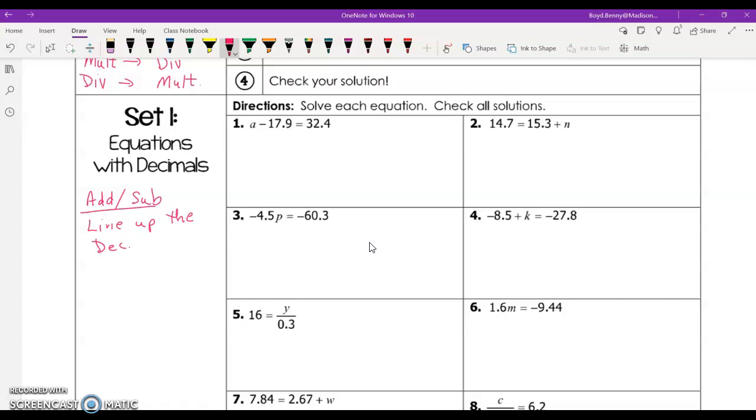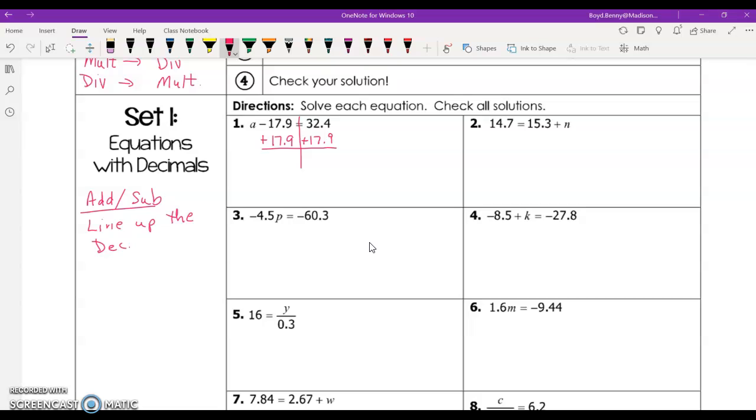Okay, so let's take a look at a few of these examples, and then I'll ask you to do a few in the video. So this first example, I see that 17.9 is being subtracted from the variable a. So let me draw my line, my river. I call it a river sometimes because I want to work on either side of the river. Okay, so since I'm subtracting 17.9 from the variable, the inverse would be to add 17.9. Some of you guys think of it as the opposite, but it's really inverse in our situation.